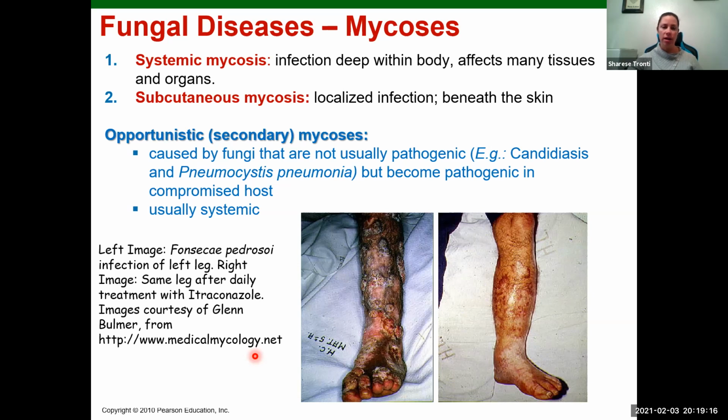So we see this a lot in compromised hosts, patients with a weakened immune system, AIDS patients. We see a lot of these opportunistic mycoses. Candidiasis is a big one. And usually these can become systemic.